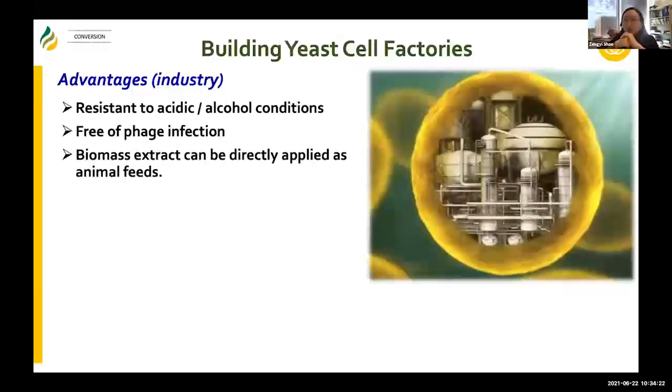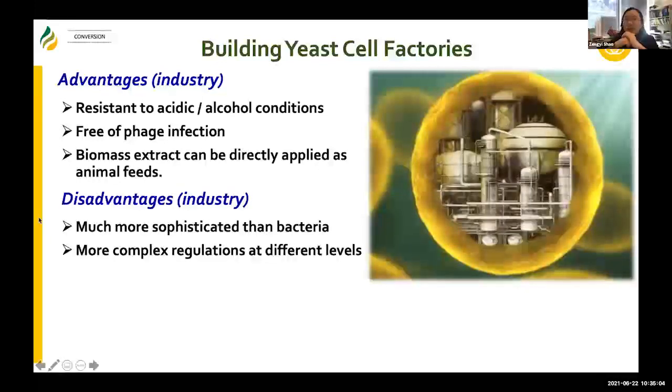As many of you already know, the conversion theme chose to focus on a few yeast species as the host. Some of you may wonder what made us choose yeast initially instead of bacteria. In the context of DOE interest, yeast do not have a phage infection issue. Some of them are resistant to acidic and alcohol conditions. As you already know, some of our target products are organic acids and alcohols. And very importantly, yeast biomass can be separately sold as animal feed, further increasing the profit of the whole production process. On the other hand, they are much more sophisticated than prokaryotic hosts.